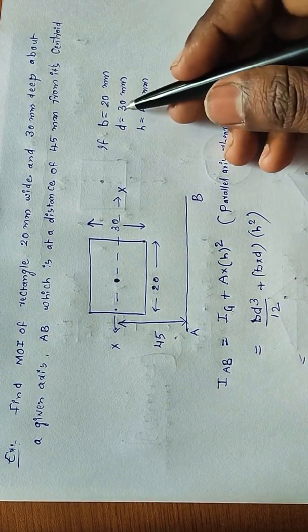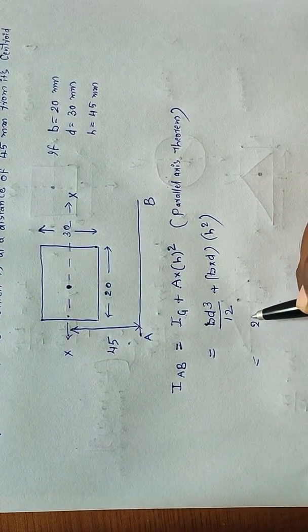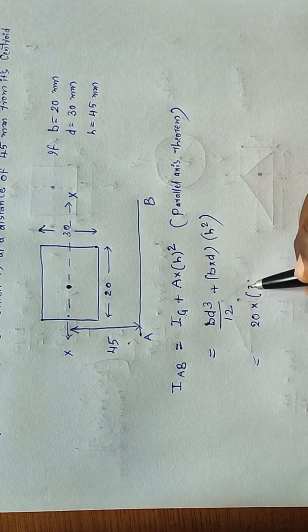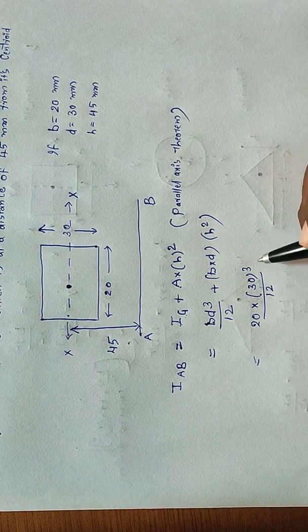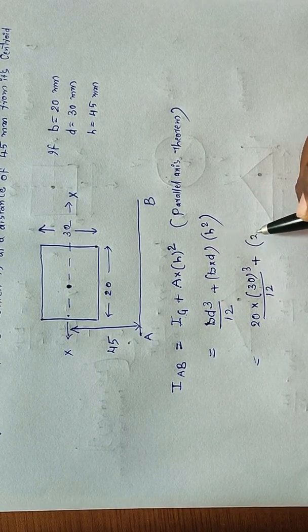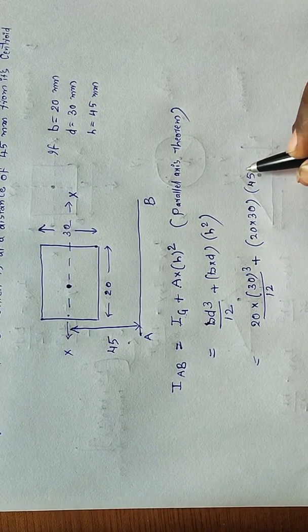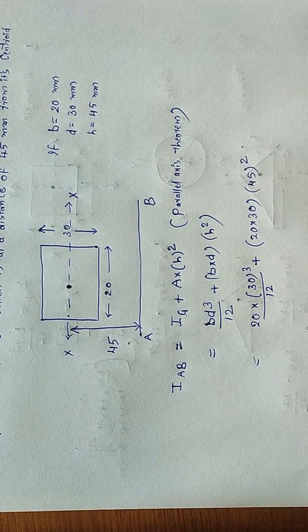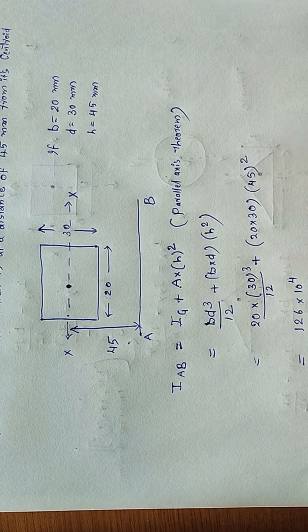Now we have to substitute all these values. B is 20 mm, D cube means 30 cube by 12, plus area B into D, 20 into 30, into H which is 45 square. If you calculate this, you will get some 126 into 10 to the power of 4.